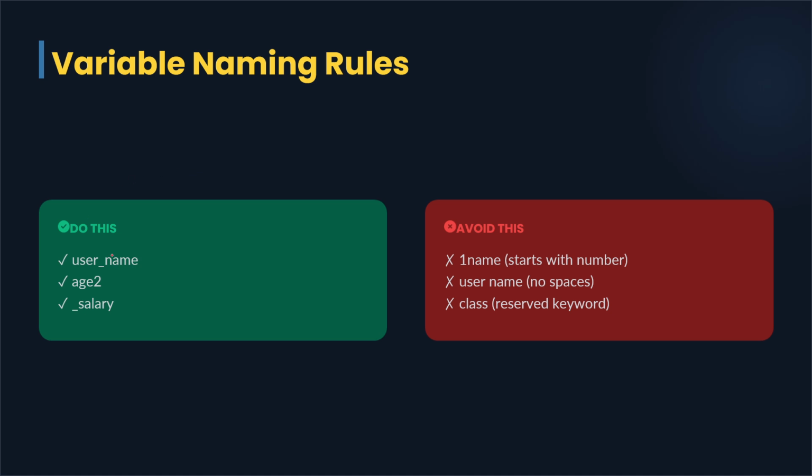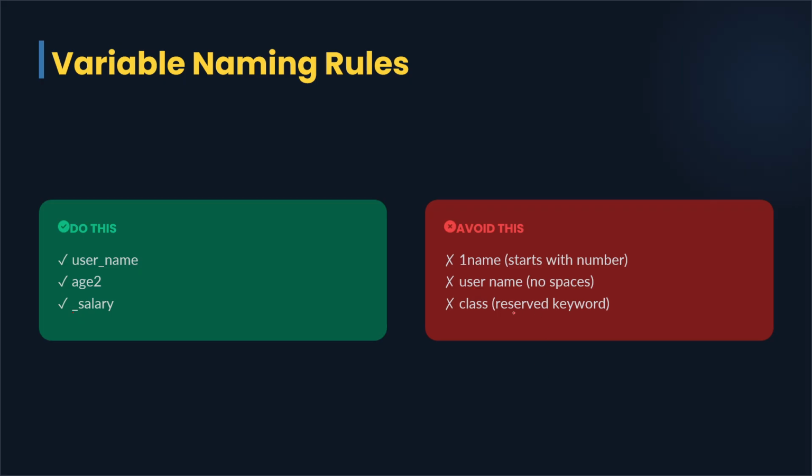A variable can be defined. I mean, a variable has to start with an alphabet or an underscore. It must start with an alphabet or an underscore. A variable cannot start with a number, and no white spaces will be allowed in a variable.